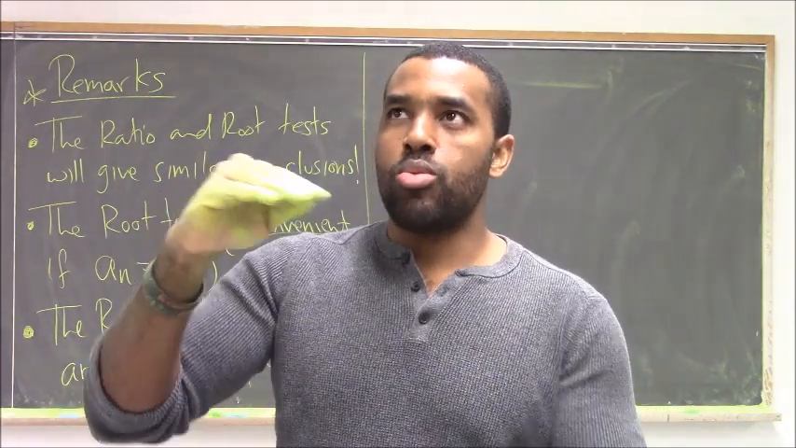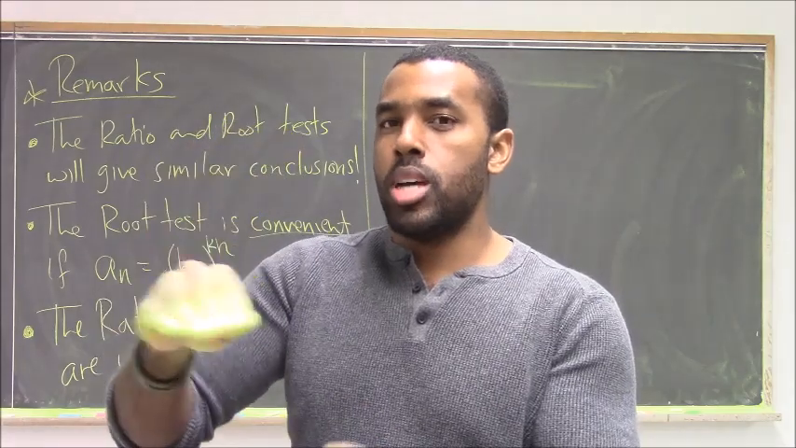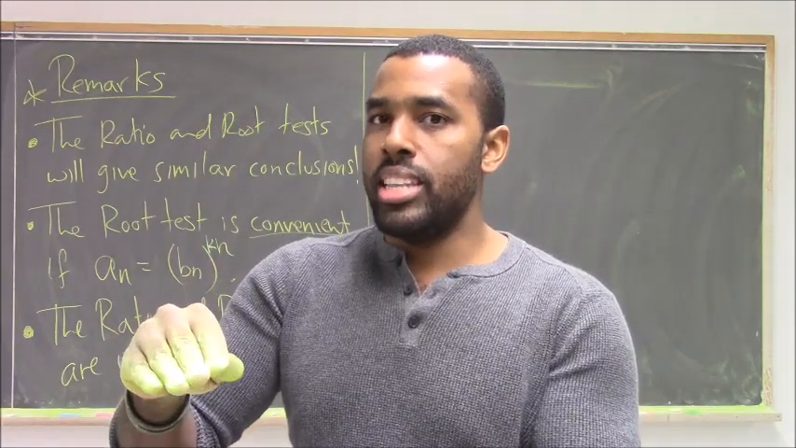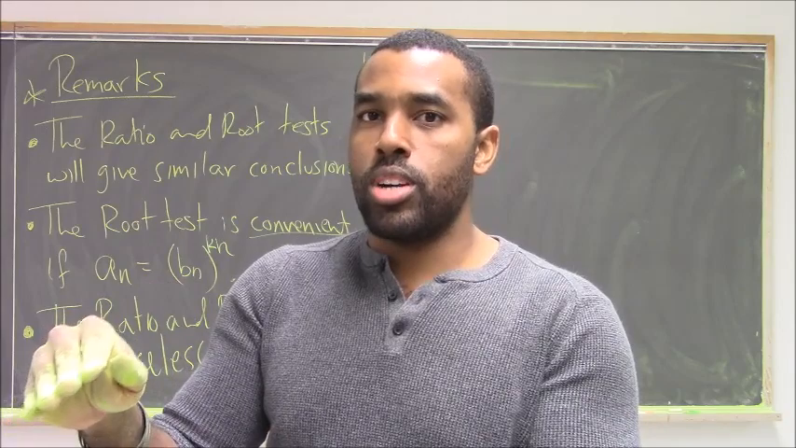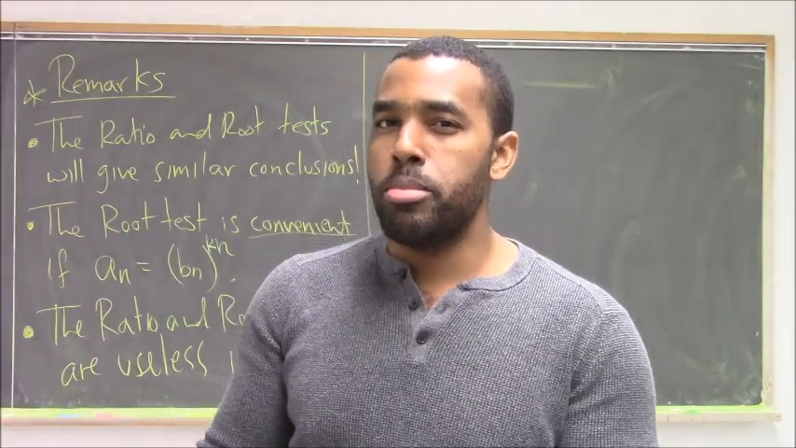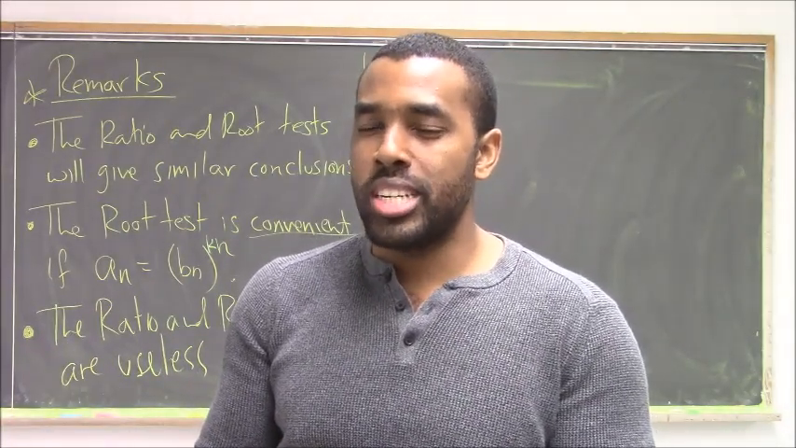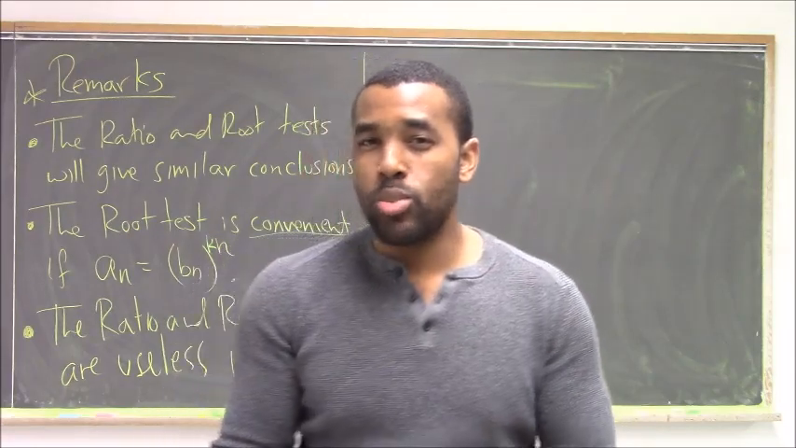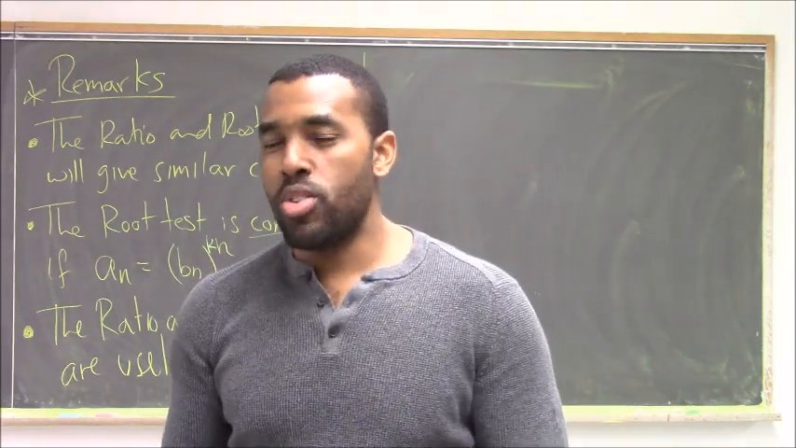So you're going to have a ratio of polynomials where the degree is the same on the top and the bottom. And we know that that just reduces to the ratio of their coefficients. But the coefficients are going to be the same also. The coefficients are just going to cancel and give you 1. So the ratio test will be inconclusive if you have a rational function.